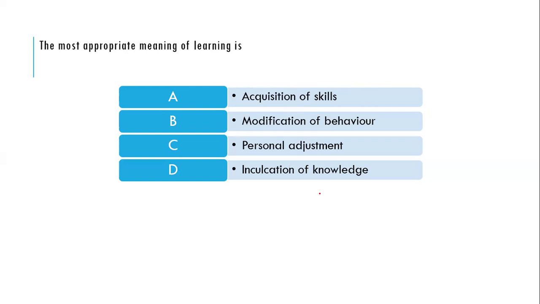The most appropriate meaning of learning is acquisition of skills? No. Skills is okay. Modification of behavior would be personal adjustment, yes. Inclusion of knowledge, yes. So the appropriate meaning is modification of behavior. That would be the best because teaching is about changing the characteristics of the student. So learning should be modification of behavior, the best among the given options. Yes, that's the right answer.